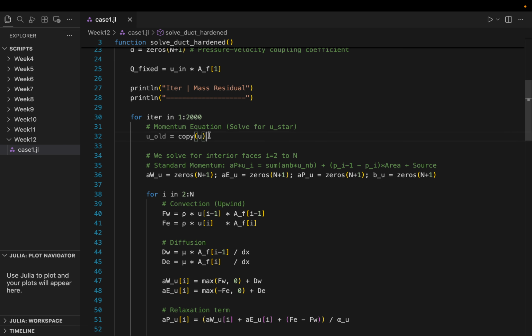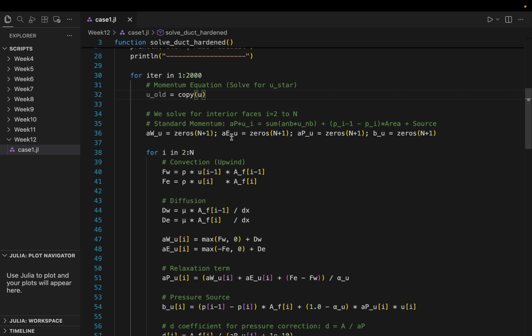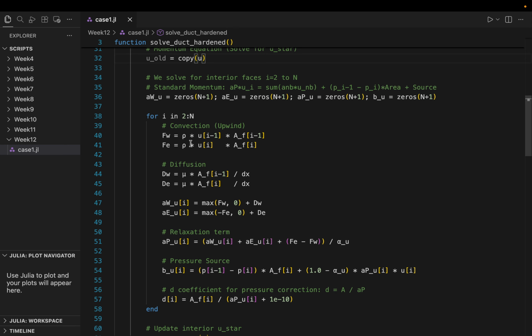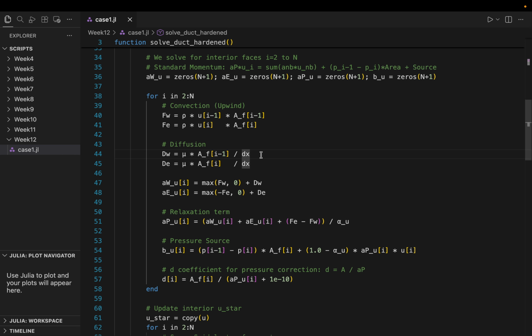First, as I said, you have to compute the coefficients, and all these coefficients should be calculated at the previous velocity step. So u old is the previous velocity from which all these values will be updated now. So mass flow rate is rho times u times A. Rho is basically 1, so u times area. This is for the west face, east face. Diffusion is gamma A by delta x, where in this particular problem gamma is my mu. So this is mu times A by delta x.